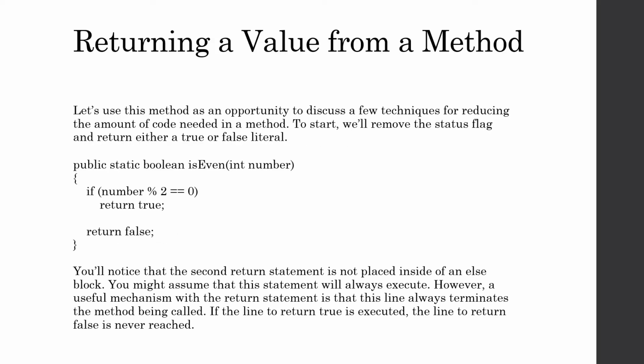So now that we've seen a little bit of that method to start off with, I want to use this as an opportunity to discuss a few techniques that we can use for reducing the amount of code needed in a method. And in a general sense, we could also say that this helps to reduce the amount of code we need in most practical situations, not necessarily just our method definitions. But to start off with, we'll remove that status flag and have this method return either a true or false literal instead. So we'll essentially just shave off a single line of code by doing this. So let's take care of that.